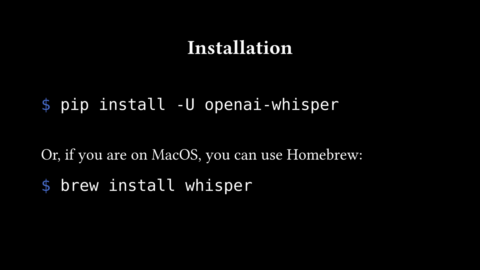To install OpenAI Whisper, there are multiple options. OpenAI advises to use pip install, but on macOS it's probably easier to use Homebrew. Note that this installation might take a while. In case of problems during installation, see the OpenAI Whisper repository on GitHub.